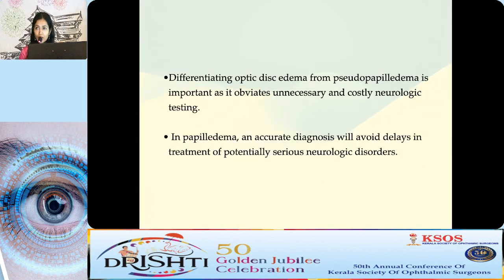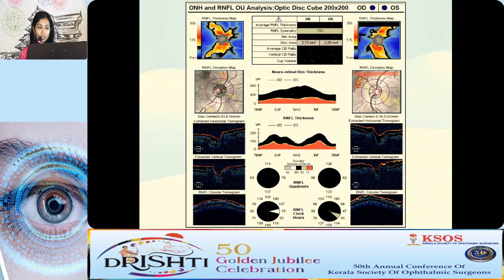But diagnosing that is very important, because if you are diagnosing pseudopapilledema in a case, that would avoid unnecessary investigations like MRI and lumbar puncture. But diagnosing a papilledema, which is there, is also very important because it would be associated with serious neurological disorders. So if the OCT RNFL comes out like that, that's ruling out papilledema, most probably pseudopapilledema.